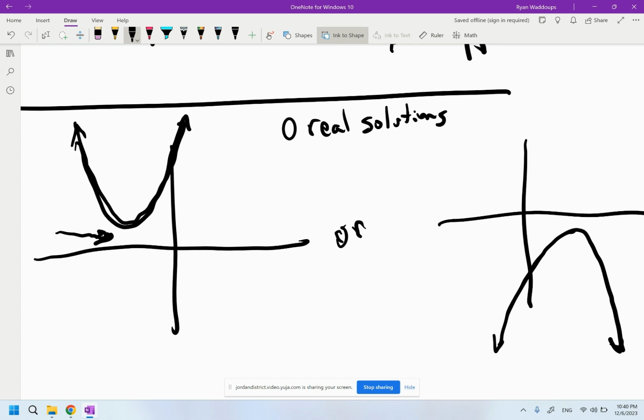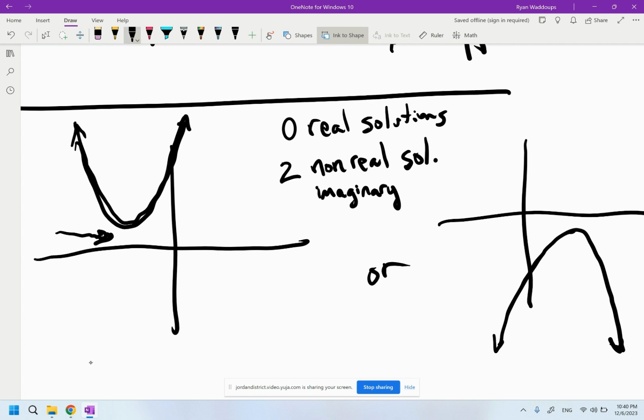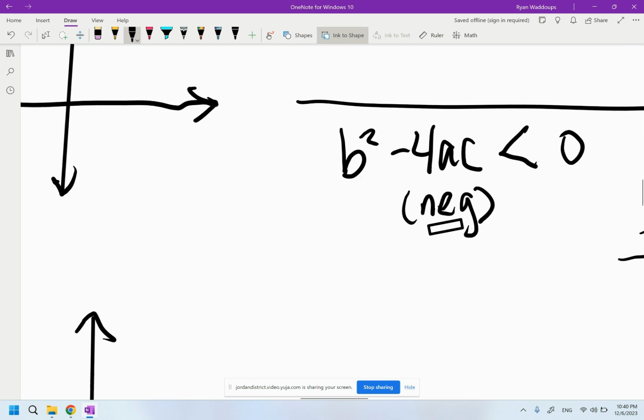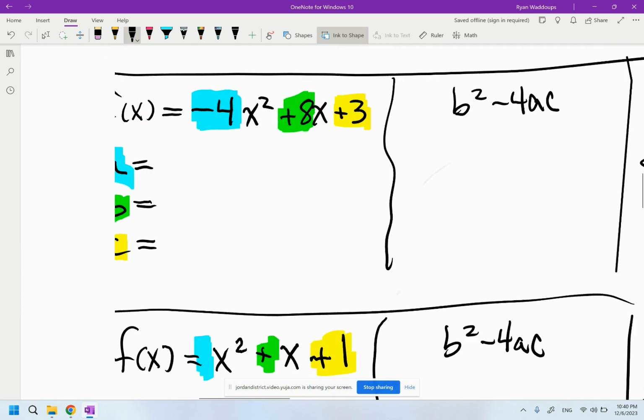But that doesn't mean we don't have solutions. We just have 2, but they would be non-real solutions, or we could also say two imaginary solutions. And so let's take a look at the examples that they gave us.